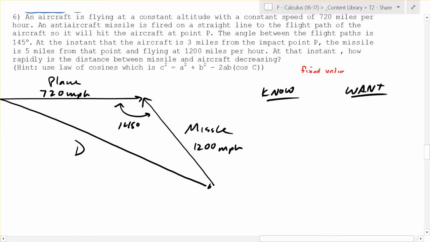Well, what's one thing we know? Label the sides first. Let's call this P and let's call this M, okay? So what's one thing we know? dP/dt is what? Negative 720. What is dM/dt? Negative 1,200. It's getting smaller, right? Because they're getting closer to that point, right? And then what do we want?